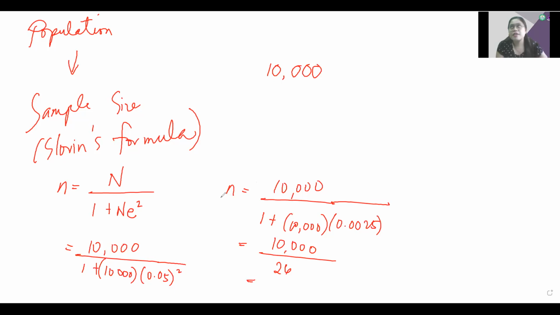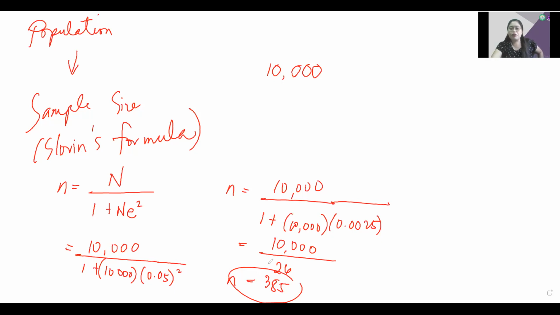So just like in my lesson yesterday in QC, you cannot really have a sample that is a decimal. Like, you cannot have a person that is 0.86 or 0.62, that is not possible. So it is always rounded off to the nearest whole number, and this is 385. So don't forget, for studies that are quantitative descriptive, if you have a population of 10,000, your sample size should be 385. Okay, it should be 385 all in all.